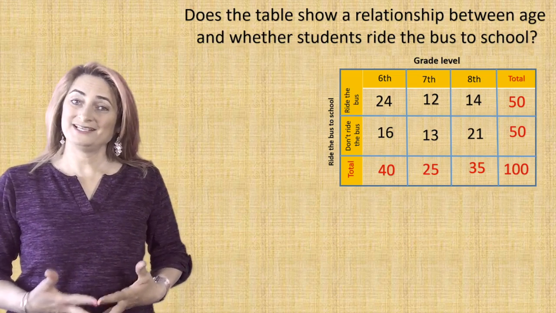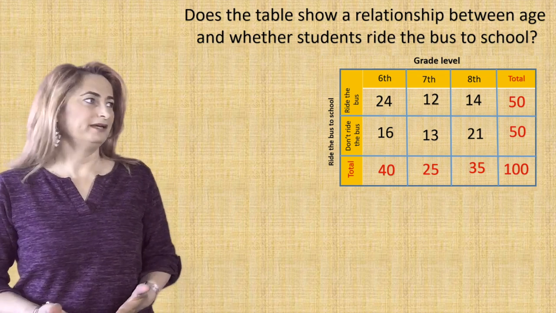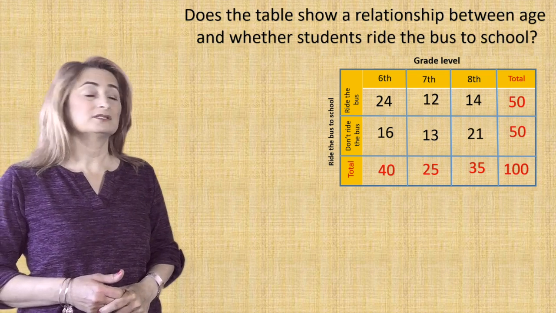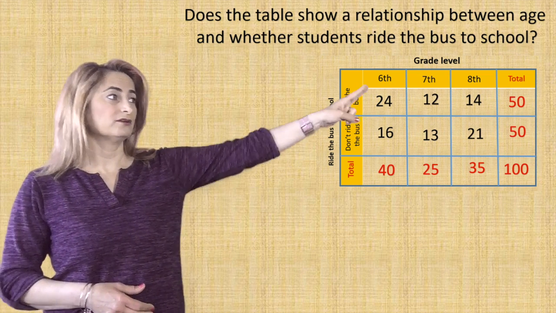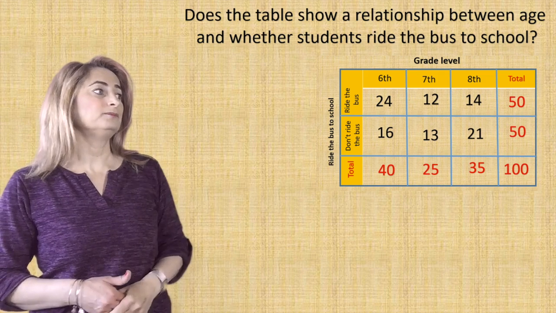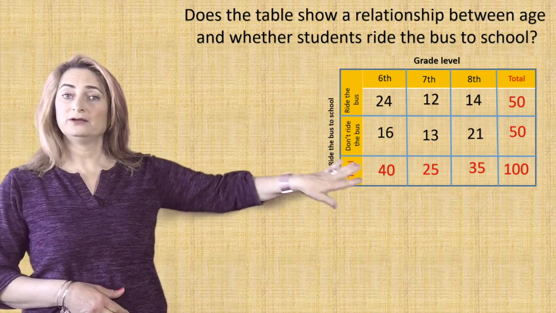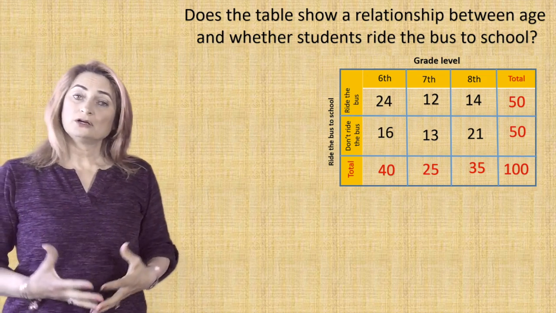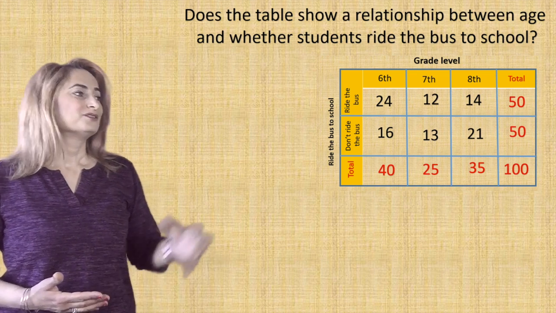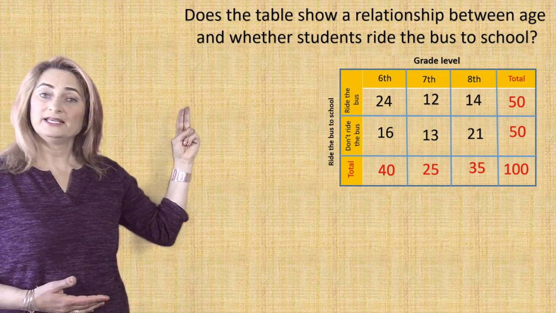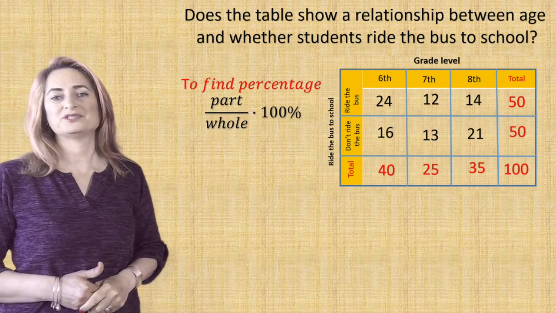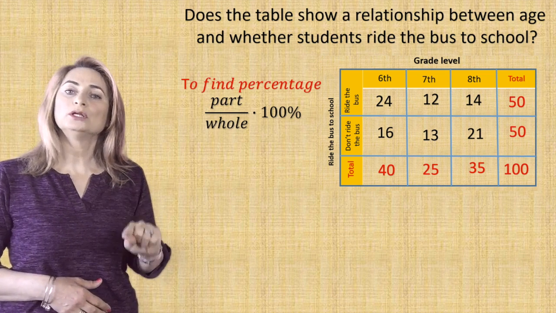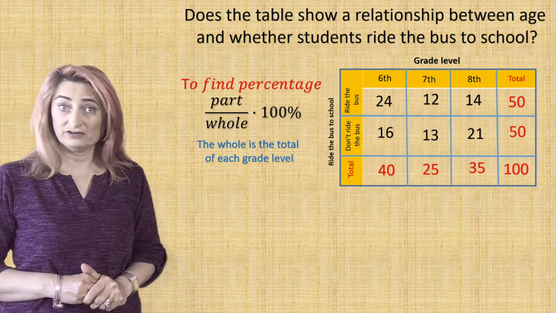Here's another example for today's lesson. The two-way table is already made for you. Does the table show a relationship between age and whether students ride the bus to school? So the two categories are the grade level and riding the bus to school, whether they ride it or don't ride it. You have 6th, 7th, and 8th graders. For me to draw conclusions, I need the percentage. To find the percentage is, again, the part divided by the whole times 100%. But since I'm asking about each grade level separately, the whole is the total number of students surveyed in that grade level.